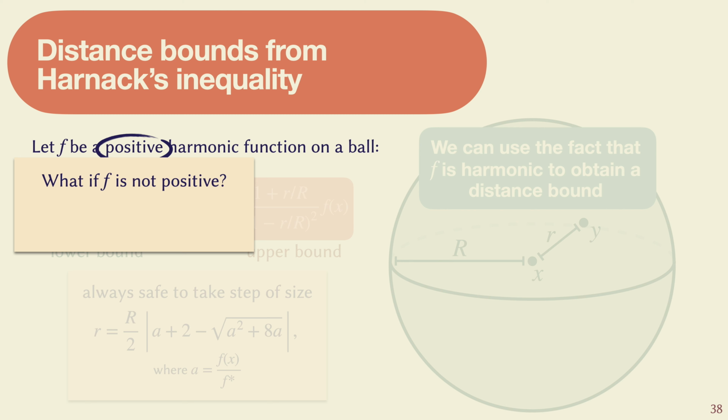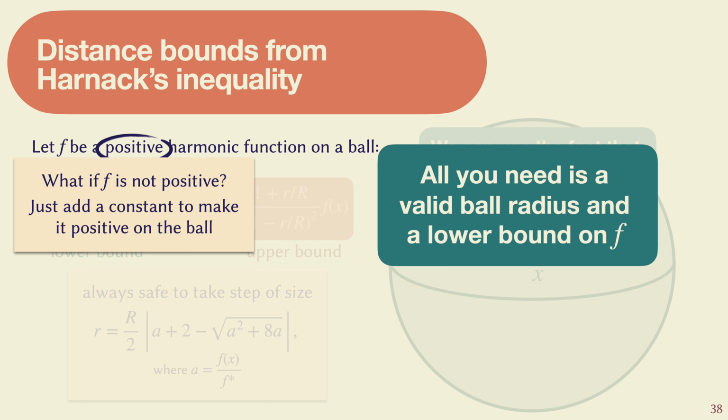But what if we want to visualize level sets of functions which are not positive? Well, it's easy to add a constant to our function to make it positive over the ball. So in order to find these safe step sizes, what you really need is a valid ball radius and a lower bound on the values that our function can take on this ball.